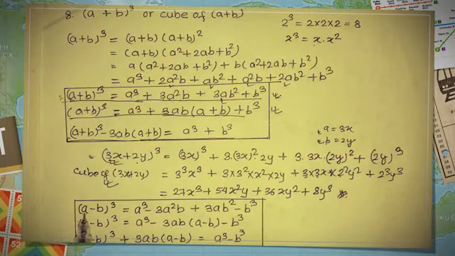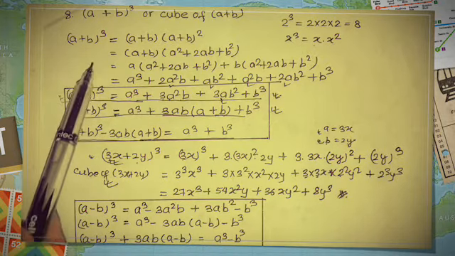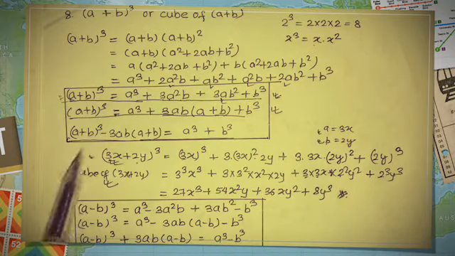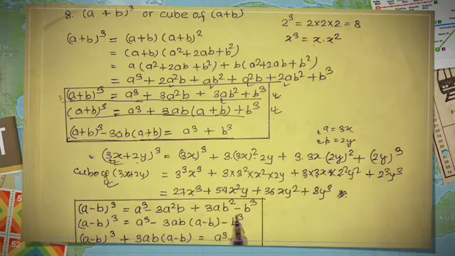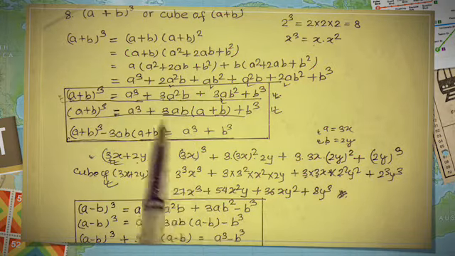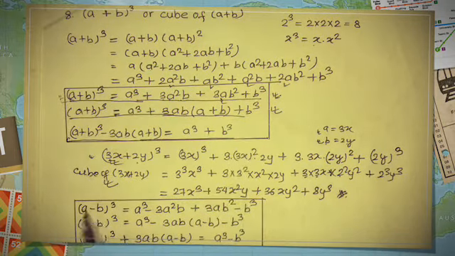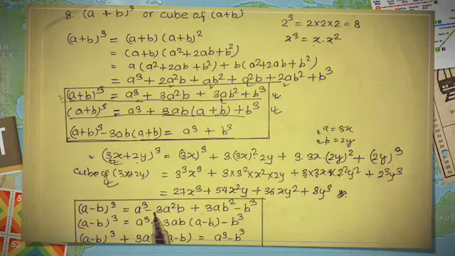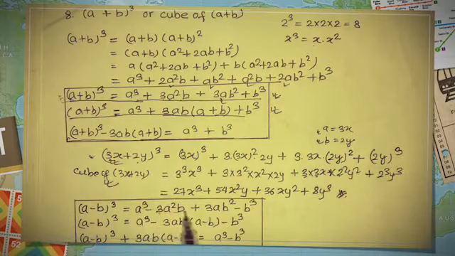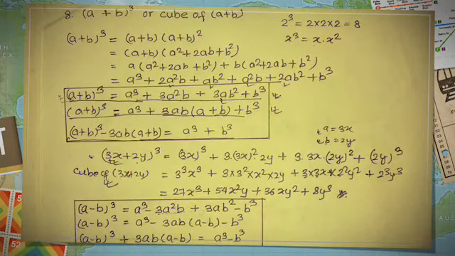In the same way, for (a minus b) whole cube, we derive it following the same process as (a plus b) whole cube, and we will get this result: a cube minus 3a square b plus 3ab square minus b cube. The difference is that when there is plus, all terms are positive, but when there is minus, the second term, a square b, and the b cube term are negative. If we take 3ab common from these two terms, we will get it in this form, and if we take this 3ab to this side, we will get these relations.